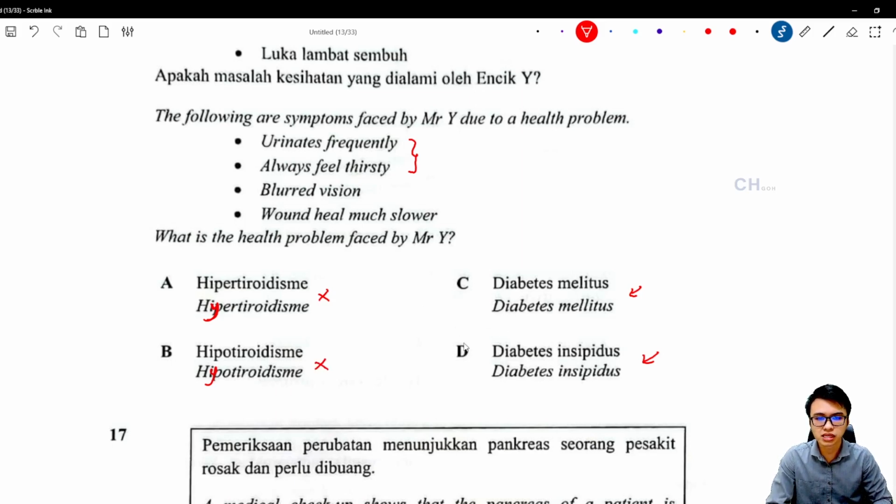But when it comes to C and D, at first, if you look at these two, it could be the symptom faced by diabetes mellitus and diabetes insipidus. But they mention the blurred vision and wounds heal much slower. This answer should be C, diabetes mellitus. Diabetes insipidus doesn't have these two symptoms. So we need to be very careful with this kind of question.